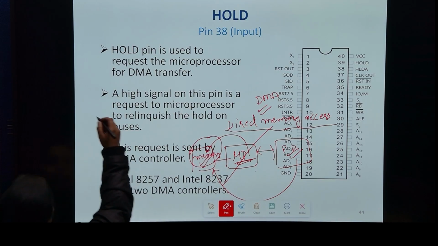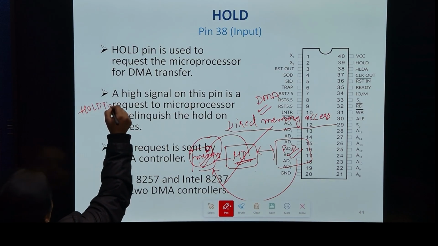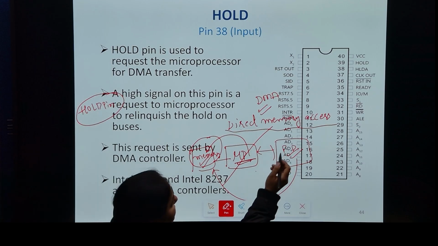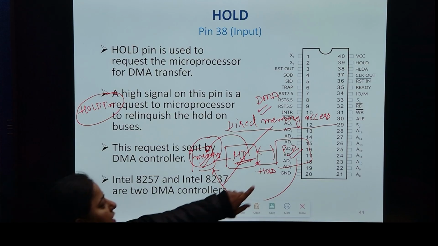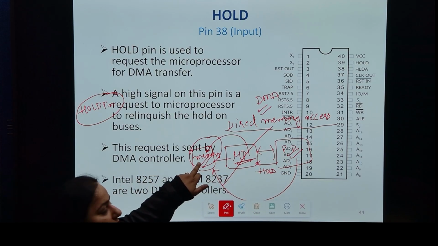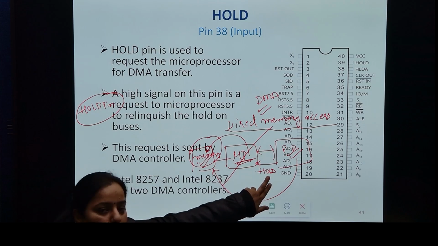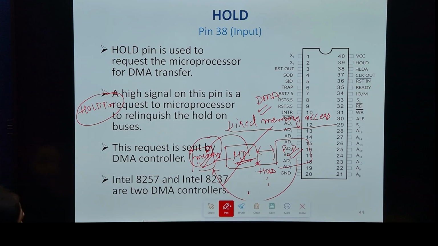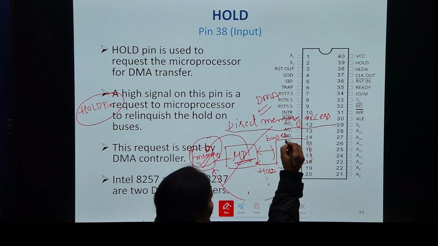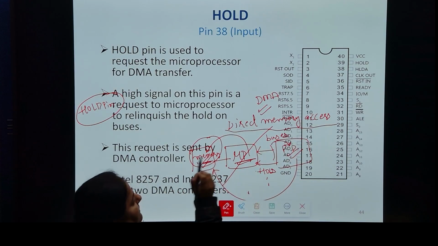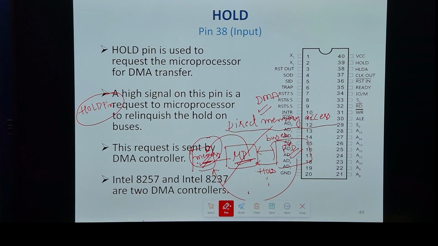First of all, the hold pin. Hold pin means a peripheral device will send a hold signal to the microprocessor. It means the peripheral device wants to access the memory of the microprocessor by providing a hold signal. Then what will the microprocessor do? The microprocessor will stop its processing, release all the buses, data bus and address bus, and provide those buses to the peripheral device for accessing a memory device.